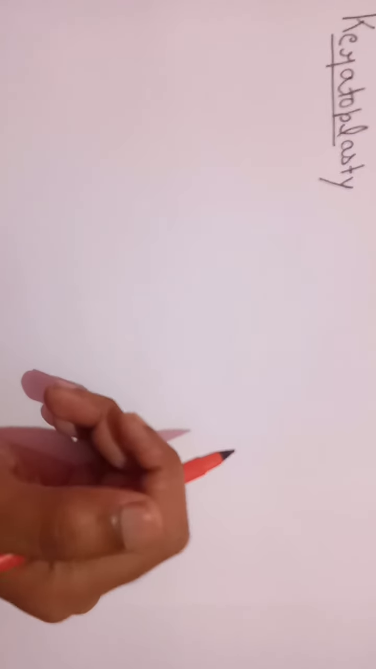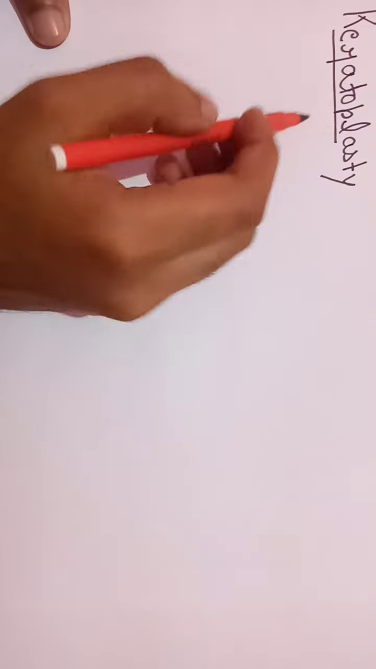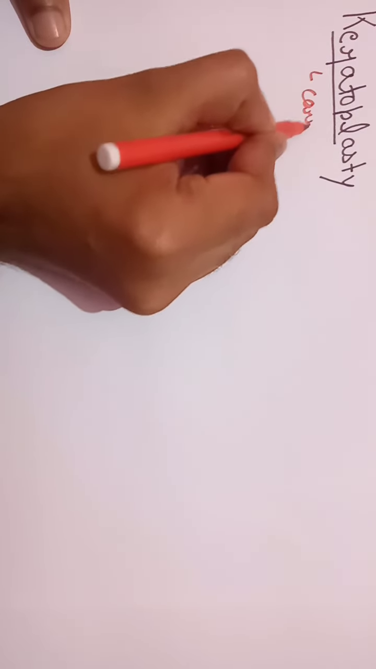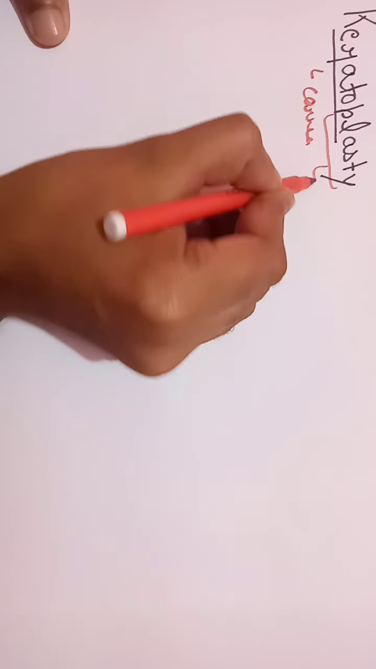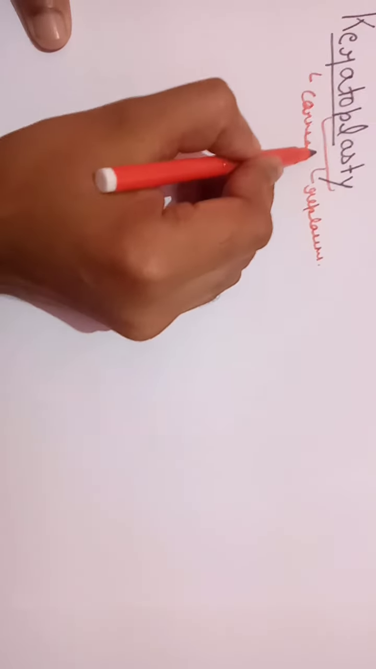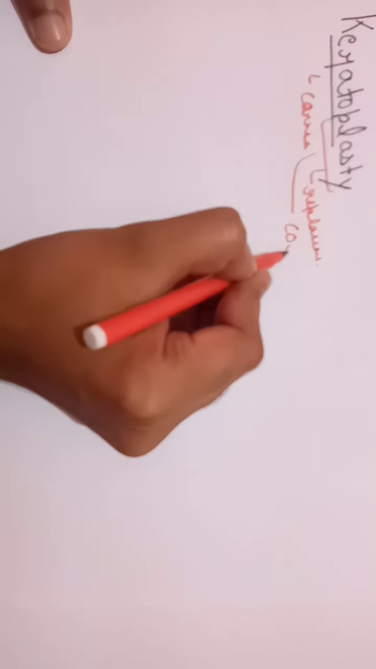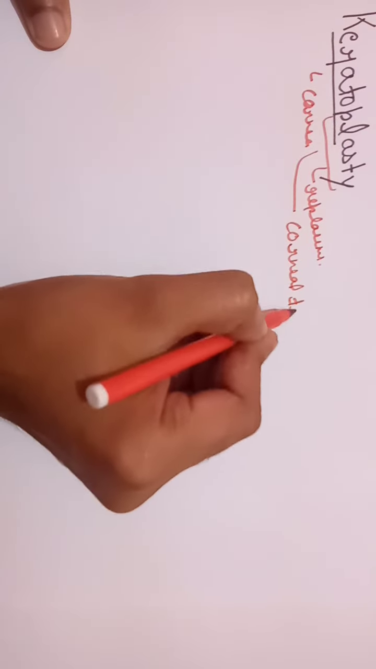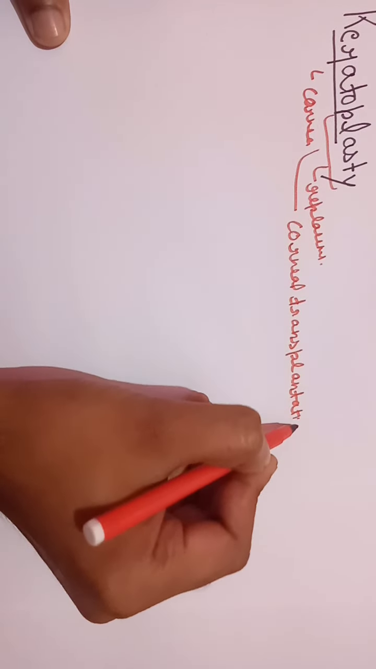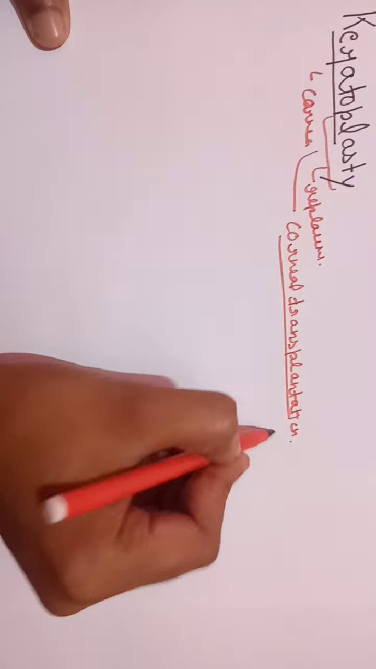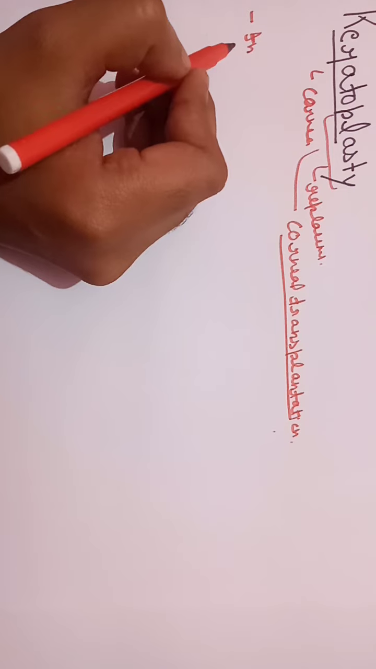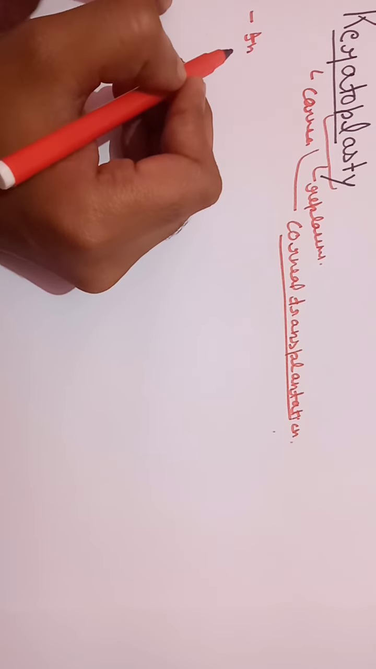Good morning friends. Today we will discuss the term keratoplasty. Kera means cornea, plasty means surgery or replacement. So, corneal transplantation. What is corneal transplantation? In which the patient's diseased cornea is replaced with a donor healthy cornea.